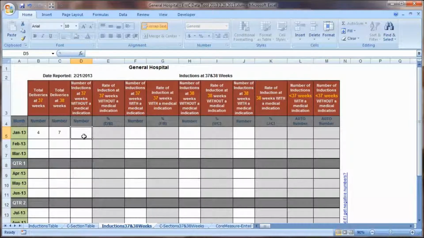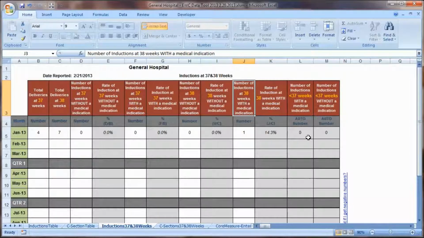Now the rest of the table is specific to inductions. General Hospital did not have any inductions at 37 weeks, either without or with a medical indication. They did have one induction at 38 weeks with a medical indication, which is indicated here. So there was one induction at 37 and 38 weeks, and it was at 38 weeks with a medical indication.